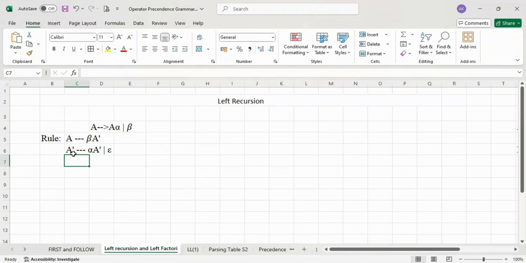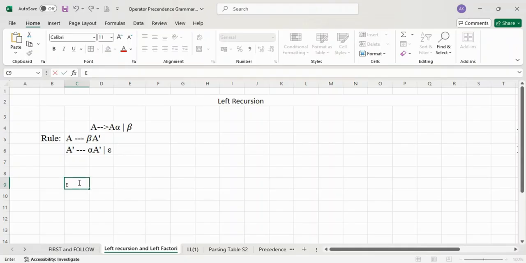Because A dash is added, you add a production for A dash. A dash gives alpha. What is alpha? Alpha is all that part of my production rule where A is not there. So I will ignore A, I will write alpha, append A dash to it, and add epsilon production to that particular grammar. Let us take an example to understand what left recursion is.